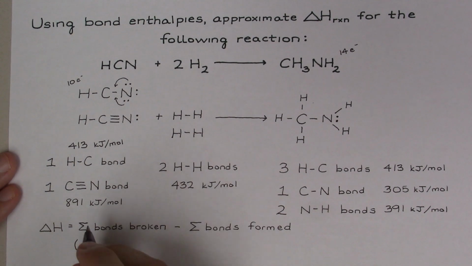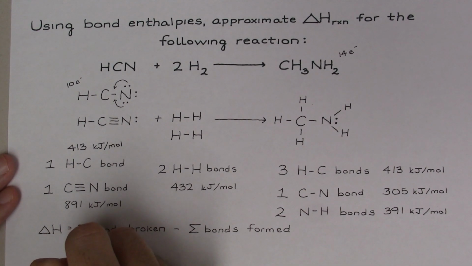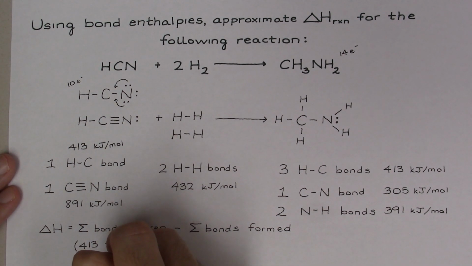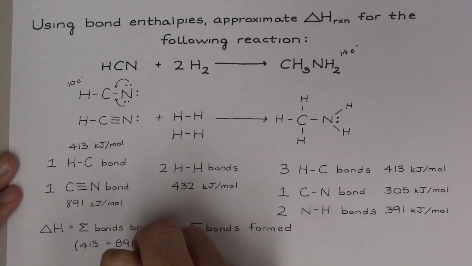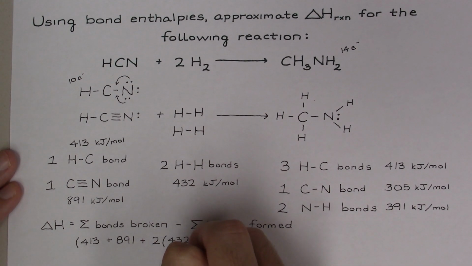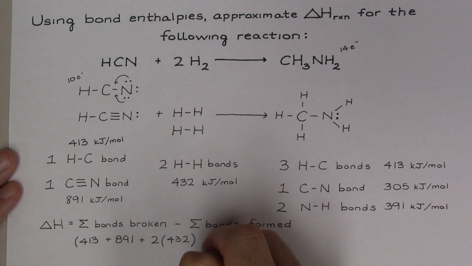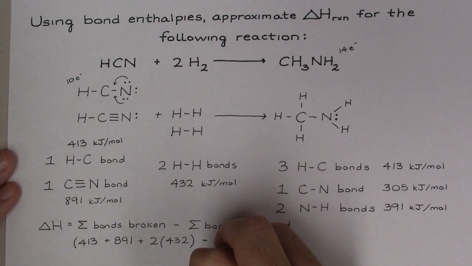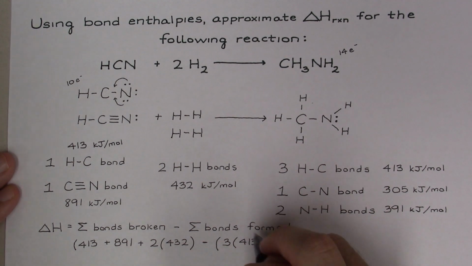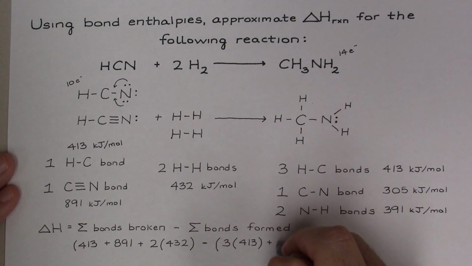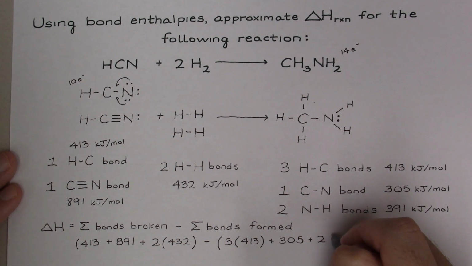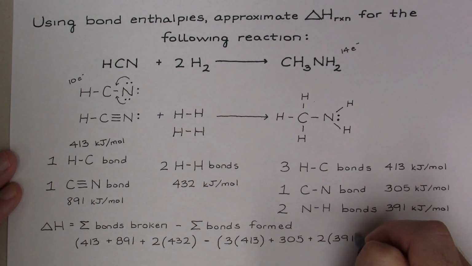We must add the 413 of our hydrogen-carbon single bond plus the 891 from our carbon-nitrogen triple bond plus 2 times our 432 kilojoules for our two hydrogens. That is the sum of our species in the reactants. Minus our 3 times our 413 for our hydrogen-carbon single bonds. We must add that to the carbon-nitrogen single bond at 305. And finally, we will then add it to 2 times 391 for our two NH bonds.